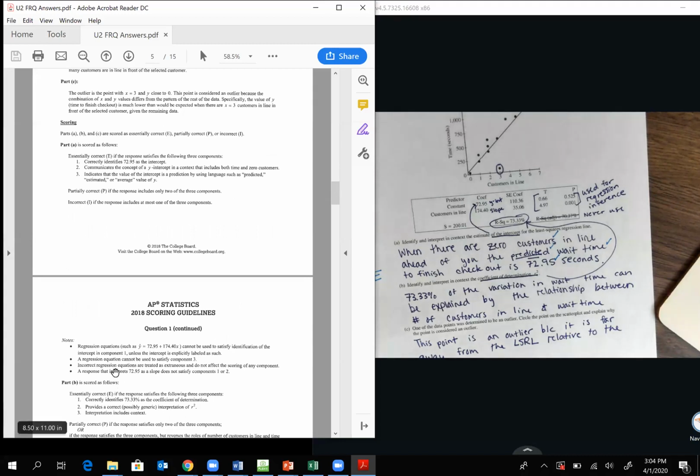Okay, here are some notes down here. Just writing the equation would not be satisfactory. They wanted to make sure you identified the y-intercept. If you wrote 72.95 in your interpretation, you did identify the y-intercept. If you interpreted 72.95 as a slope instead of a y-intercept, you would not have gotten credit for 1 or 2, which means you would have gotten it incorrect.